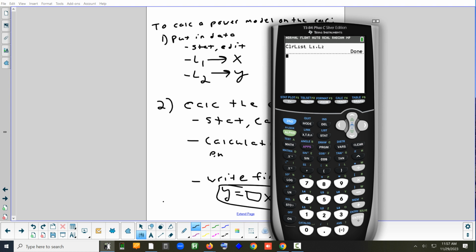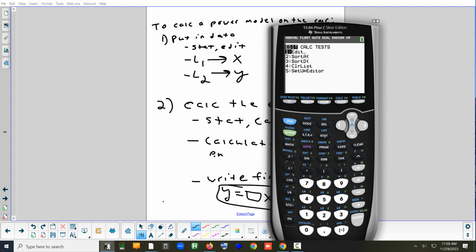How do you do a comma? Comma is right below the sign button, above the 7. So now, by typing in clear list, if you go to stat and you go to edit, now my lists are gone. What's the button for clear? To clear the list, stat, and then mine is option 4.